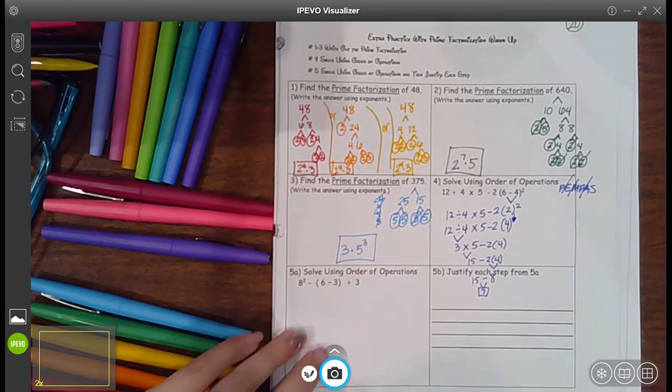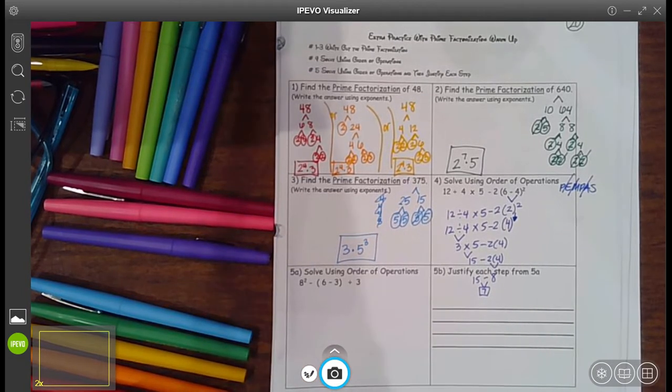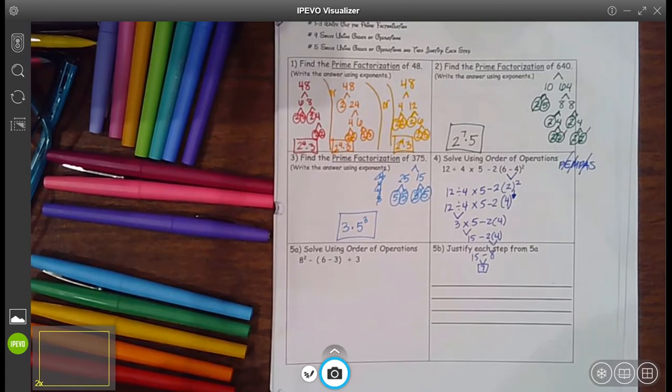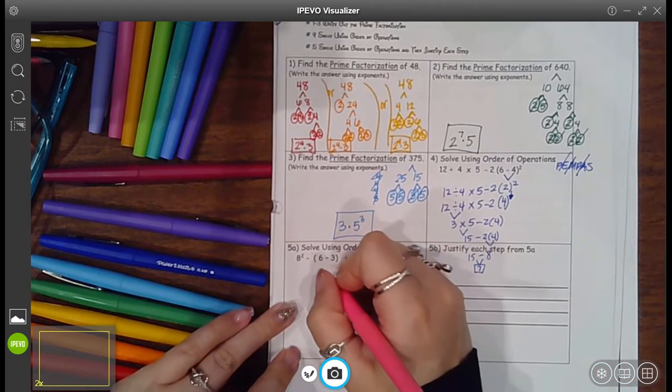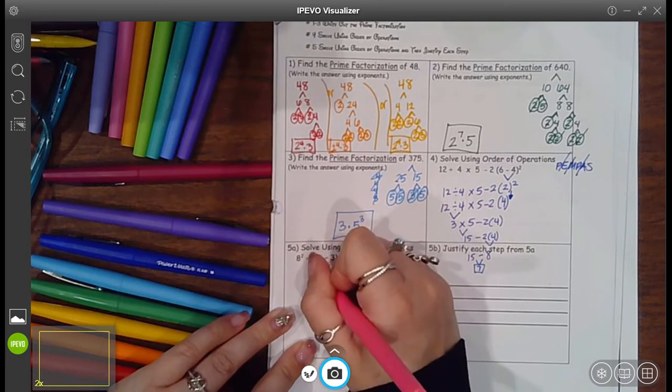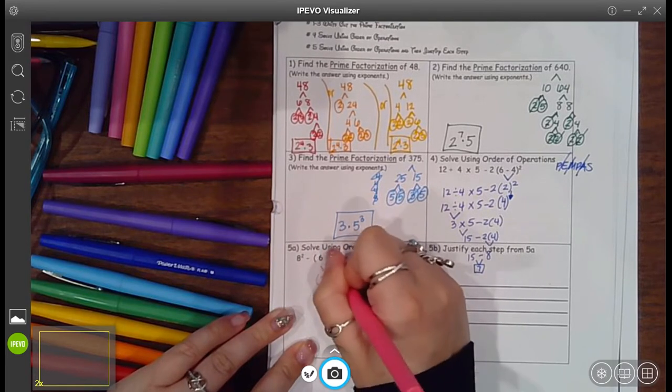All right, if you got that right, congratulations. That was a tough one. All right, let's go ahead and take a look at the next one. This one also wants you to justify each step that you do. So the first thing we want to do is look for parentheses right here. 6 minus 3 is 3. Bring all this down.